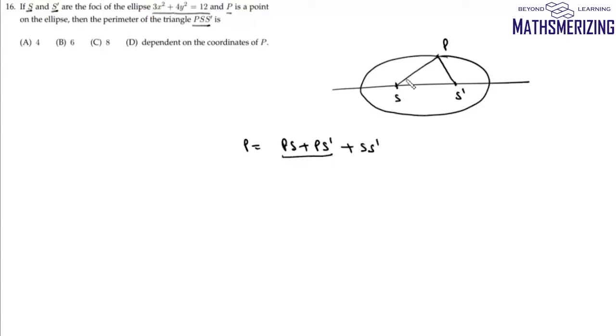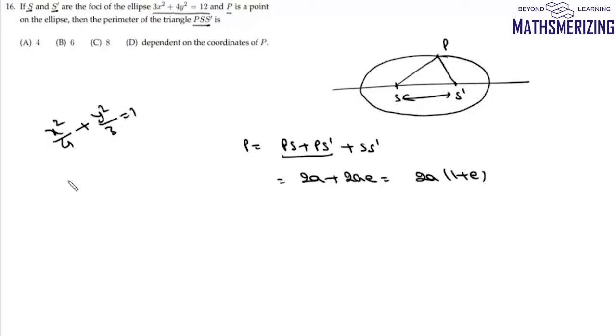Now we know that sum of distances of any point from the two foci is always constant and it is equal to 2a, which is the focal property of this ellipse. So that means this is 2a, and then SS dash is nothing but distance between two foci, and it is nothing but 2ae. So this perimeter will be 2a into 1 plus e. Now in this question we can write this ellipse as x square upon 4 plus y square upon 3 equals 1. Now here a square is 4 and b square is 3. So we know that b square is a square into 1 minus e square. So we'll get 4e square is 1. So value of e is simply 1 by 2.